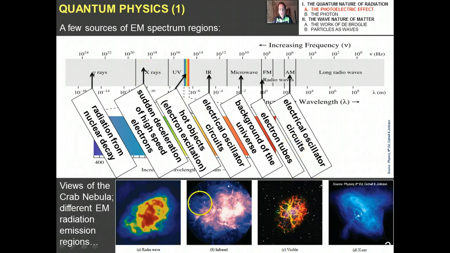And of course, I just want to remind you that A, B, and D, you cannot see. The Crab Nebula doesn't look like that with the naked eye. The Crab Nebula looks like this, but there's so much more to it because it's emitting in all the different parts of the spectrum.